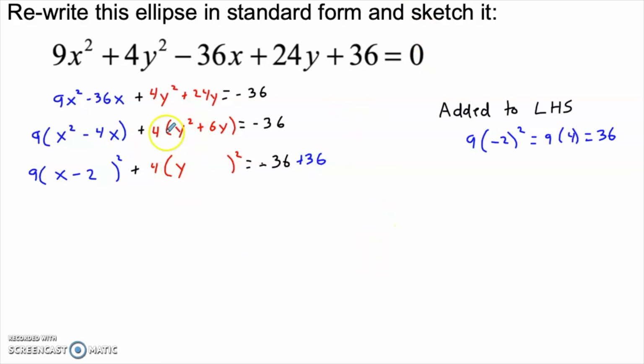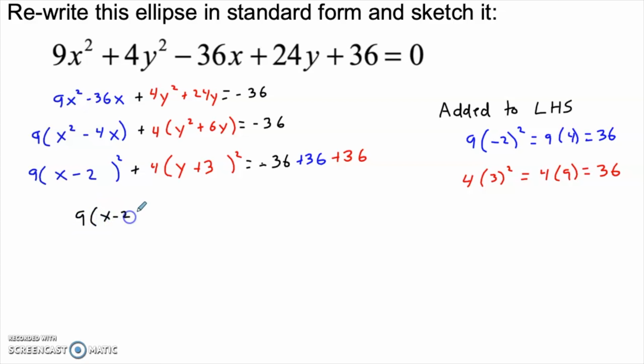Likewise, I want to replace y squared plus 6y with some quantity squared. That's going to be y plus 3 quantity squared. When I square this binomial, y times y is y squared, y times 3 is 3y, another one of those will get me 6y, but then there's a 3 squared left inside of here, which will be multiplied by 4. I've added another 4 times 3 squared to the left-hand side, which is 4 times 9, or 36. To balance that out, I need to add 36 to the right-hand side as well.